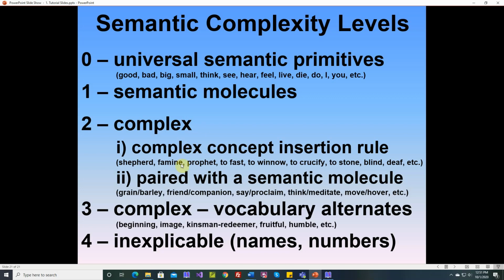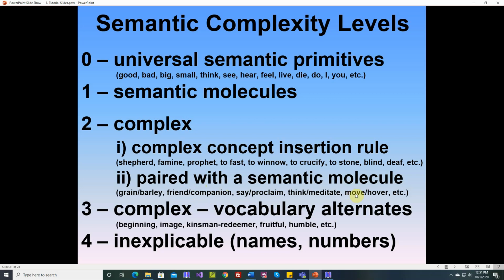We can always break these down into simpler terms using the semantic molecules or the primitives. And so we have rules that put these into the text. Another possibility is we pair a complex word with a simple word. For example, barley is paired with the generic word grain. Companion can be paired with the word friend. And then if you've activated the complex concept companion, the software will keep this and discard friend. If you haven't activated this complex concept, it will discard it and keep the word friend.